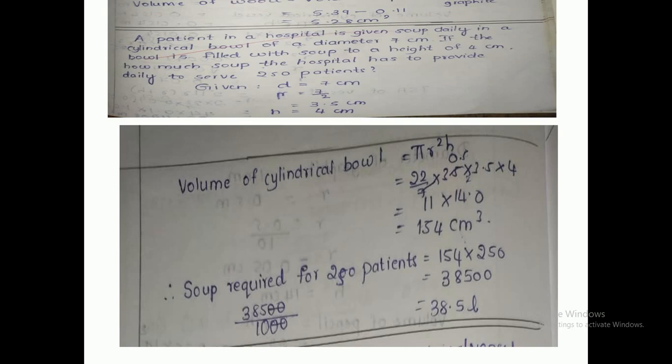Then soup required for 250 patients is equal to 38,500 centimeter cube. But soup quantity, we have to keep it in liter, no? So that is 38,500 divided by 1000, that is 38.5 liter. So answer is 38.5 liter. Got the idea of this one, no? Yes, this is the last problem of exercise 13.6, that is related to volume of a cylinder.